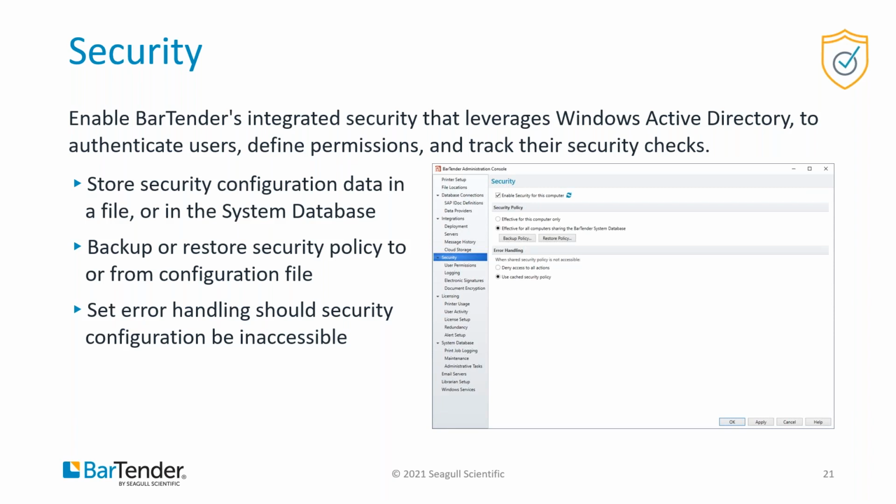Lastly, with error handling, should the security policy not be available, such as the system database server going down, for example, you can specify whether access is flat out denied to the user, or whether you wish to use cached security policy settings, which will be stored in a cache on each of the BarTender clients, thereby giving robustness to the security system.